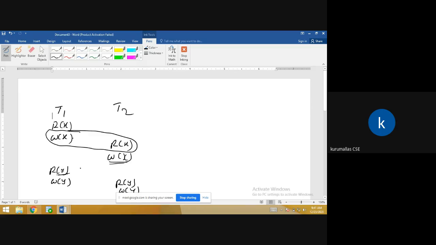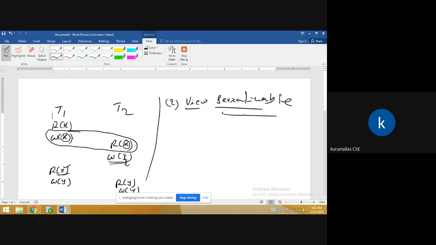Since these two instructions perform operations on two different data items, this is Y and this is X. Whereas in the other case, these two produce a conflict because the data items are the same, according to case 2. This is a conflict serializable schedule. One more topic, the second one, is view serializable.